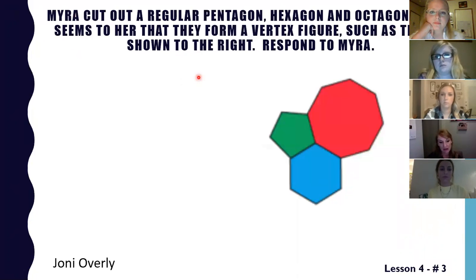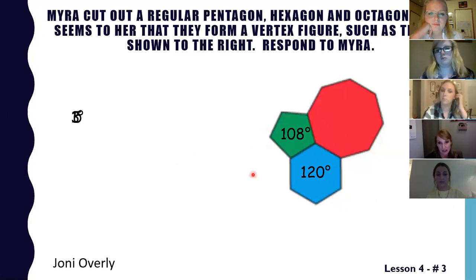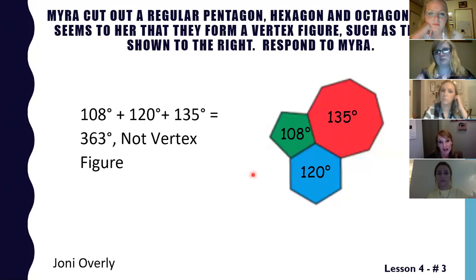Let's figure this out. So first of all, what you need to know, any arrangement of non-overlapping polygonal tiles surrounding a common vertex is called a vertex figure. But the thing that we have to know about that is the measurements of that. The measurements of the interior angles meeting at a vertex figure must add up to 360 degrees. So on this, her first one is 108 degrees, and then she has 120 and 135.